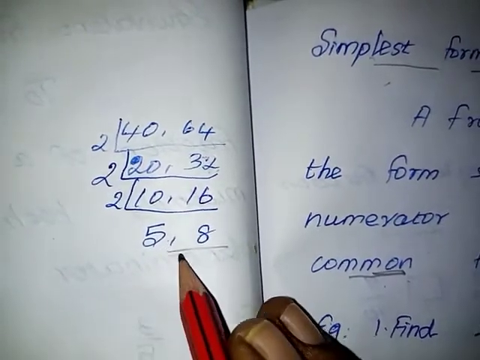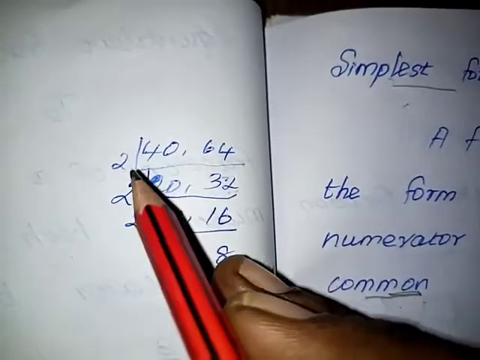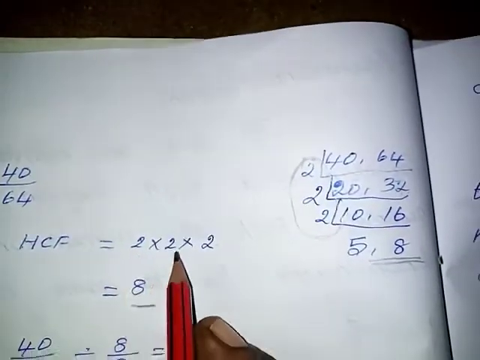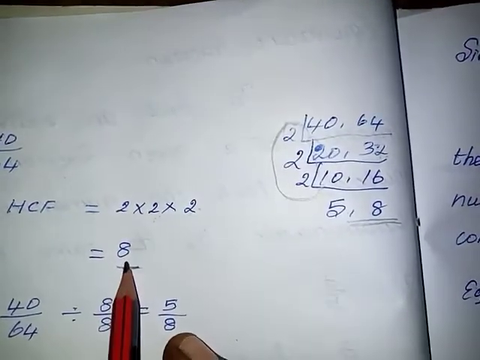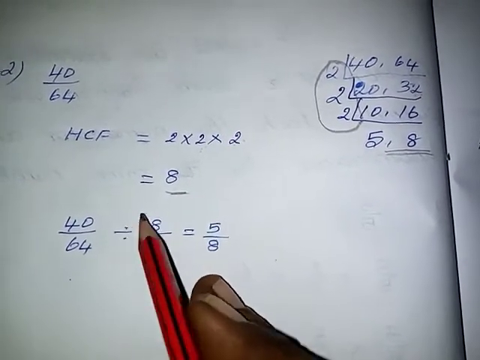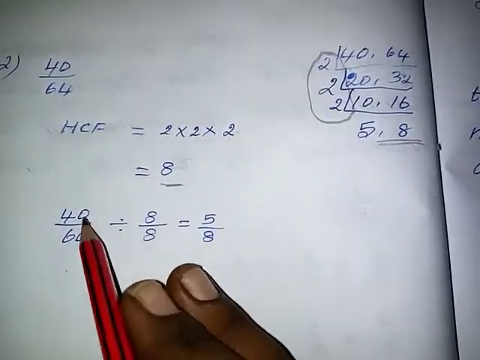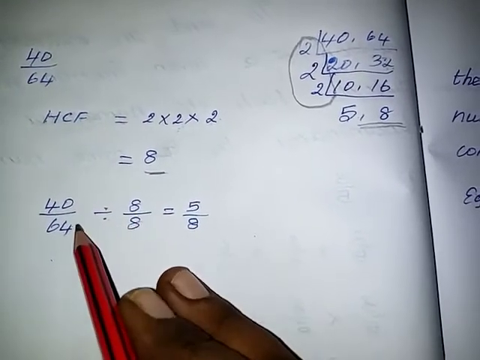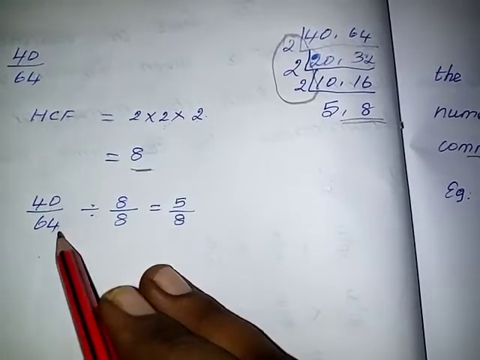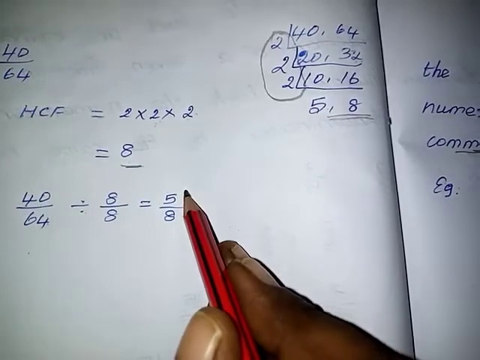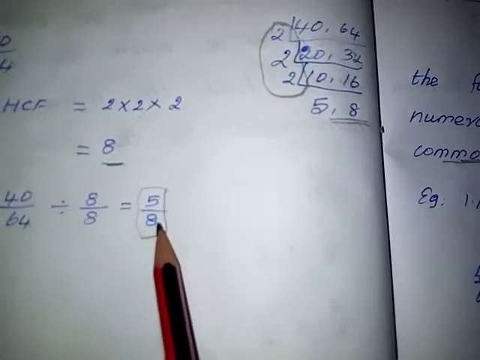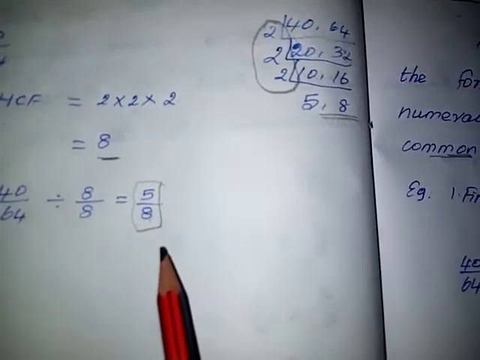Now 5 and 8 have no common factor. So we take the HCF of the given numerator and denominator as 2 into 2 into 2. So 2 2s are 4, 4 2s are 8. Now we have to divide by the HCF of the given numerator and denominator. So 40 divided by 8 and 64 divided by 8. So 40 divided by 8 is 5 and 64 divided by 8 is 8. So the required simplest fraction is 5 by 8. In these two methods we get the answer of the given fraction as 5 by 8.